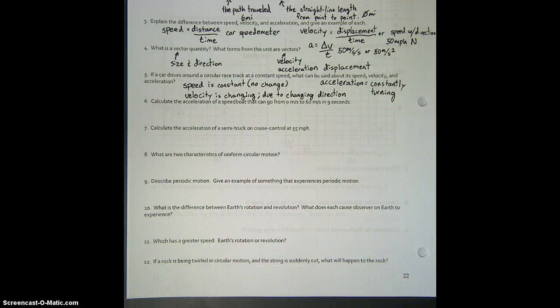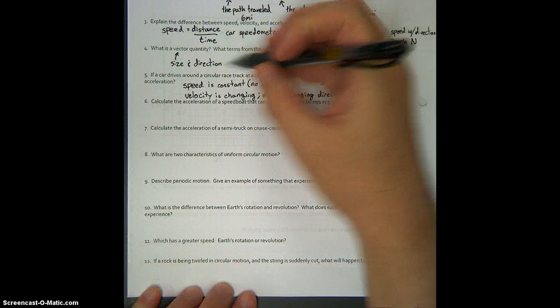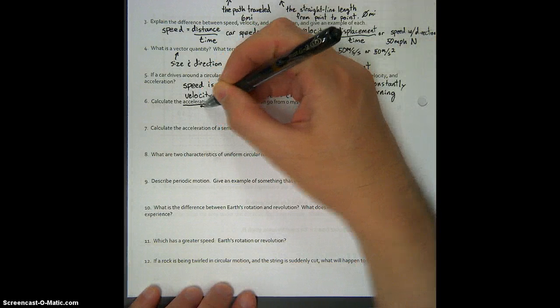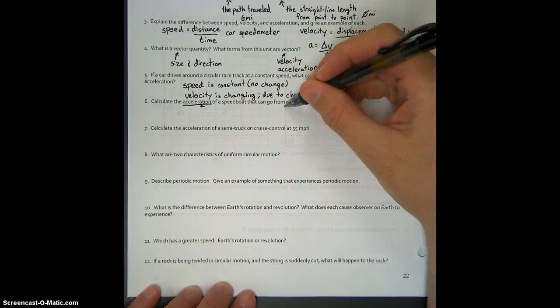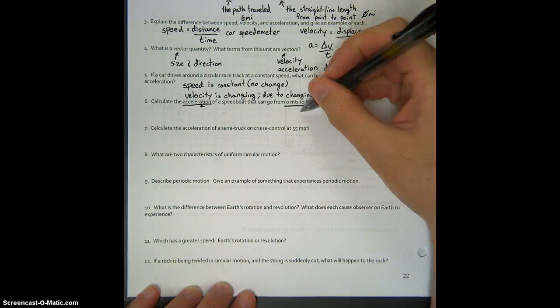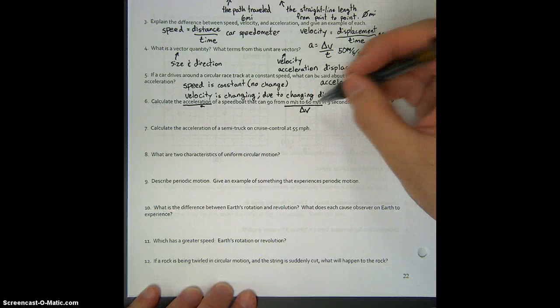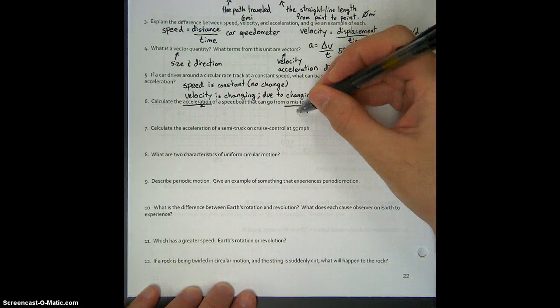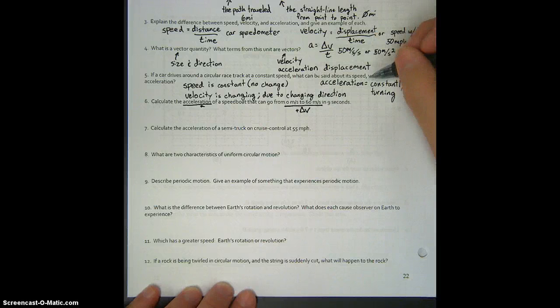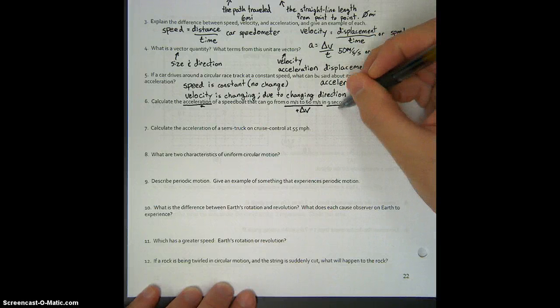Alright, time for the next set of problems from this review page. Number 6 says to calculate the acceleration of a speedboat that can go from 0 meters per second to 60 meters per second. That's a change in velocity. And since we seem to be increasing our velocity, I'm going to make sure that we use a positive number when we solve the problem. It takes 9 seconds for that to happen.